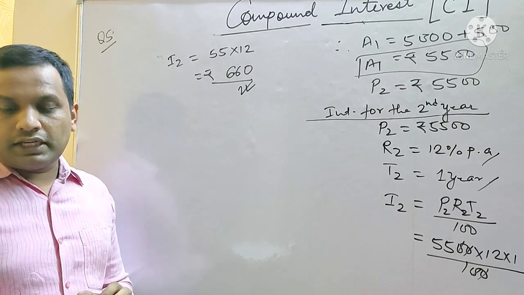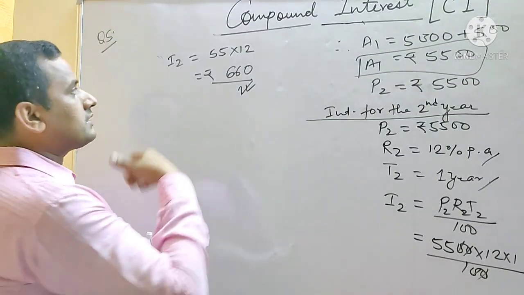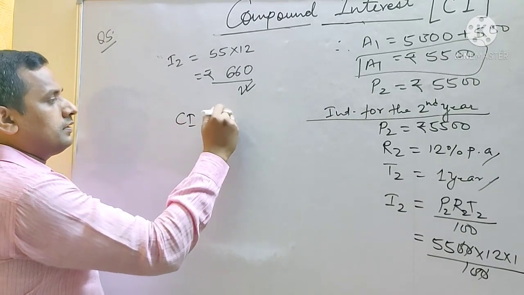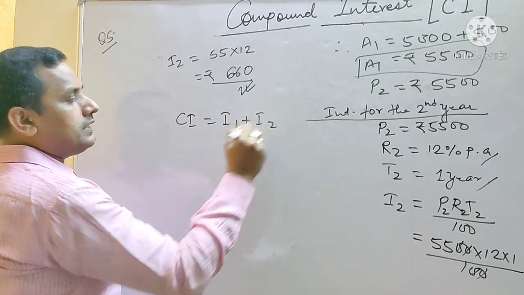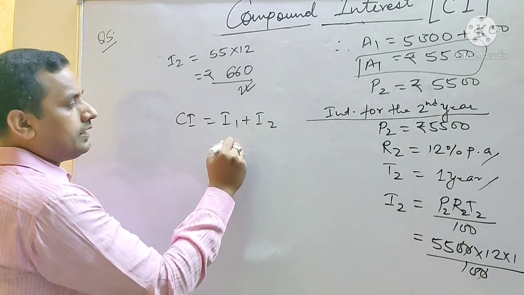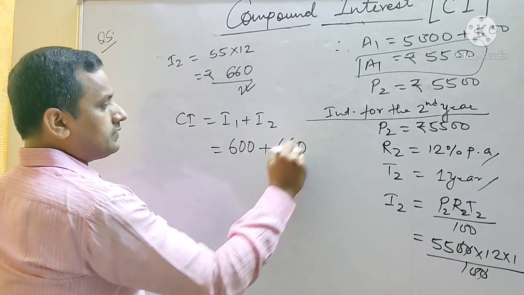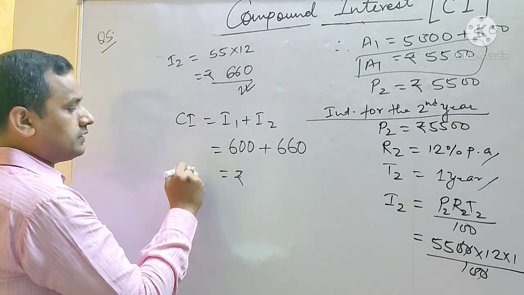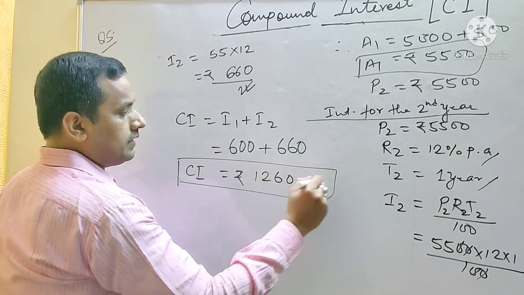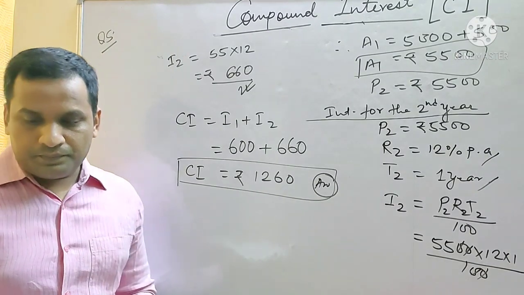Now the question is asking to calculate the compound interest. So there is no need of finding the final amount. We can find CI as the sum of the interest which we have calculated. Interest of the first year we have 500, second we have 660, therefore the final CI will be 1160 as our answer.